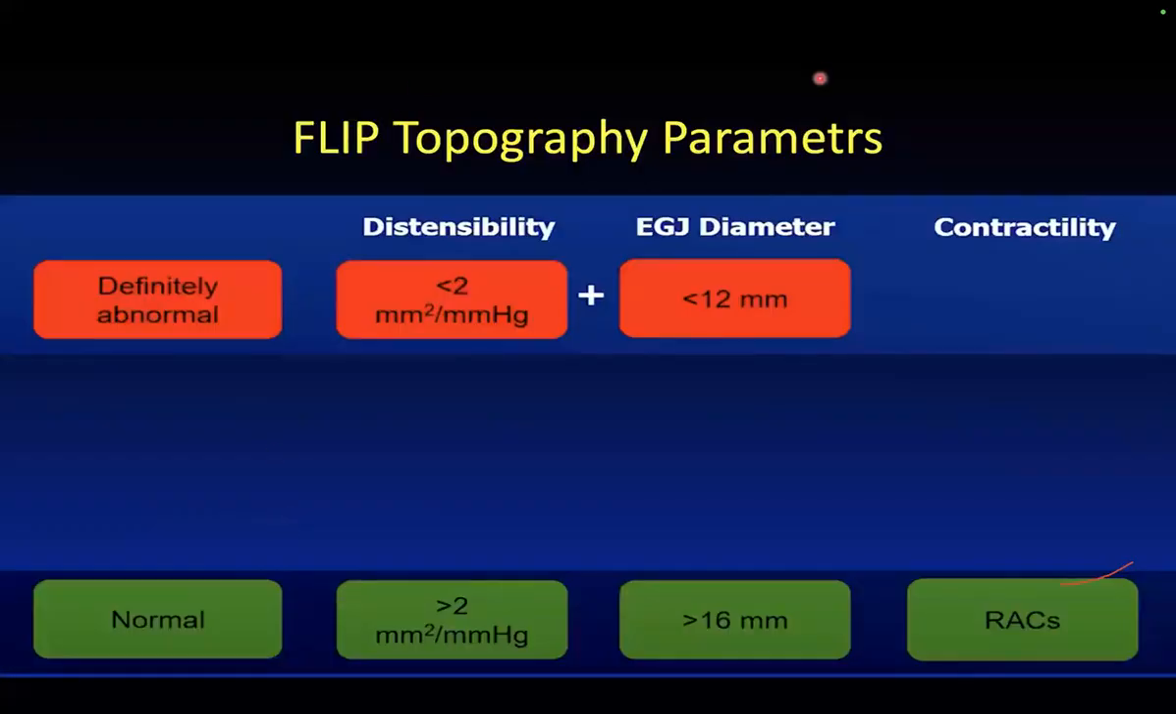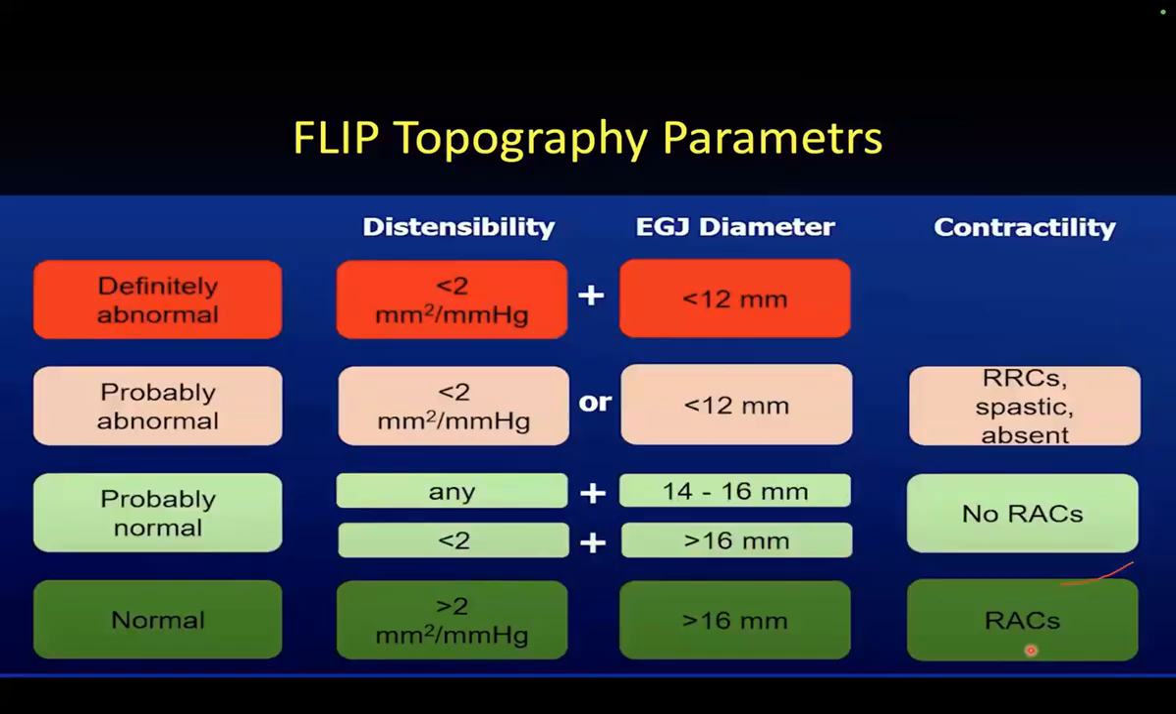So you've done a FLIP topography and you see that the distensibility index is less than 2 and the diameter is less. This is definitely abnormal. If the distensibility index is more than 2, the EGJ diameter is more than 16, and you see repetitive antegrade contractions, this is definitely normal. These can be labeled as definitely normal. There will be a subset of patients which lie between both, and these are the patients which don't classically fit into normal or abnormal, and you need to investigate them further, right? So this is what we know as of now with an EndoFLIP.